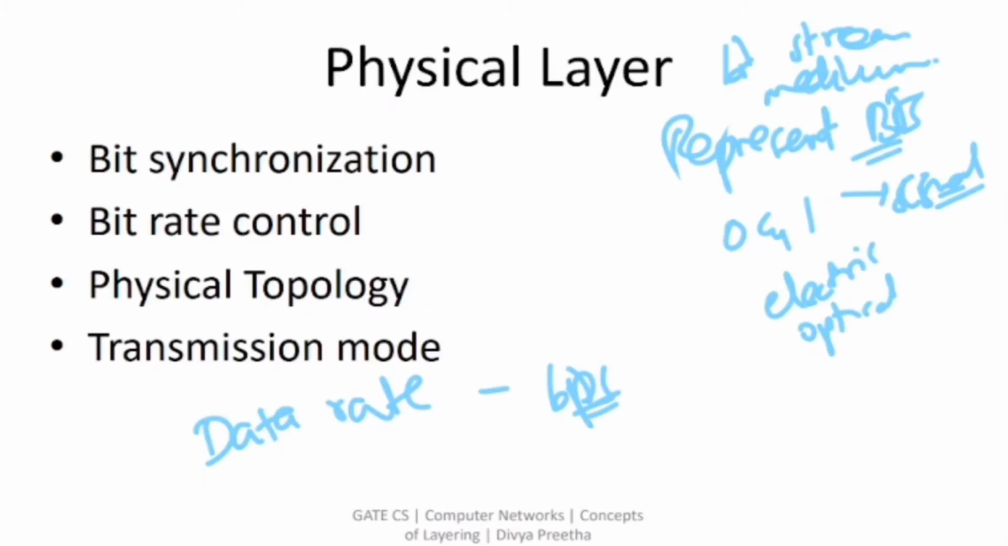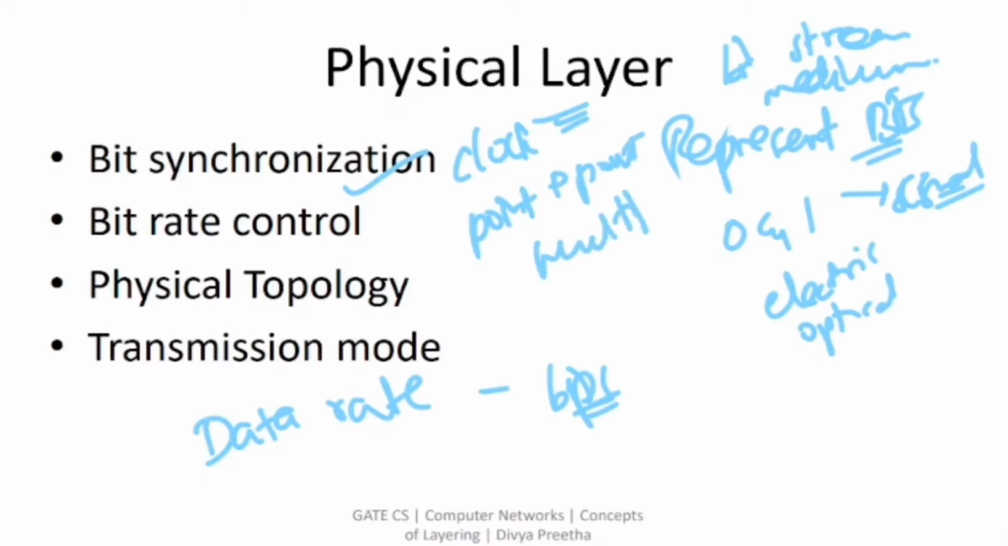Then synchronization takes place. The sender and the receiver device should be synchronized at the bit level, which means the clocks of the sender and receiver should be synchronized, or else the receiver side may decode it as a wrong signal. And then line configuration defines the type of link, which may be point to point or multi-point. It depends on the network requirement.